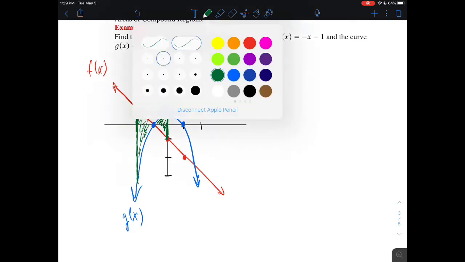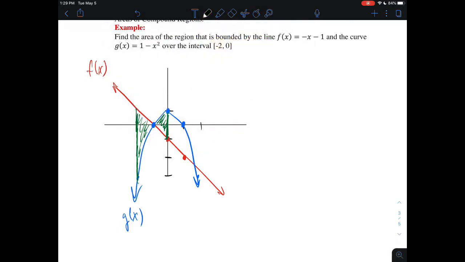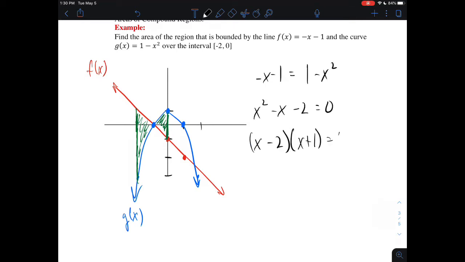So if we set our functions equal to each other, negative x minus 1 for f of x equal to 1 minus x squared for g of x, then getting everything on one side, I'd have x squared minus x minus 2 equal to 0. And this ends up with x minus 2 times x plus 1 equals 0. So x equal negative 1 is an intersection, and so is x equal 2.